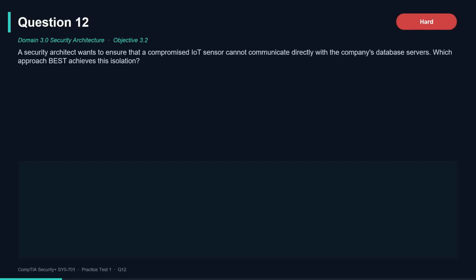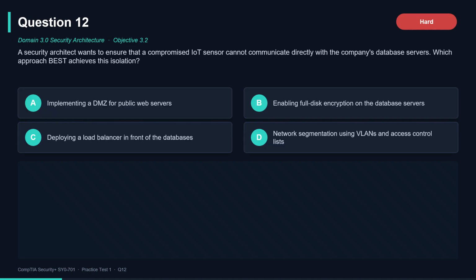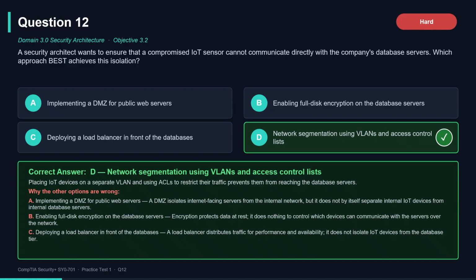Question 12. A security architect wants to ensure that a compromised IoT sensor cannot communicate directly with the company's database servers. Which approach best achieves this isolation? The correct answer is D, network segmentation using VLANs and access control lists. Placing IoT devices on a separate VLAN and using ACLs to restrict their traffic prevents them from reaching the database servers. Now, why the other options are wrong?